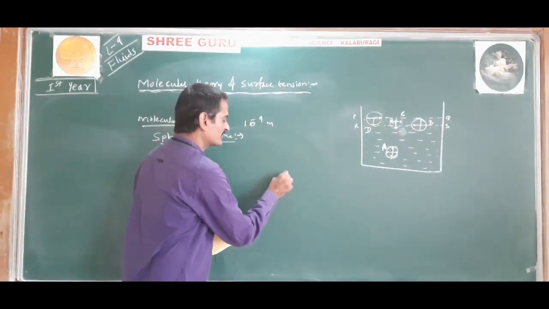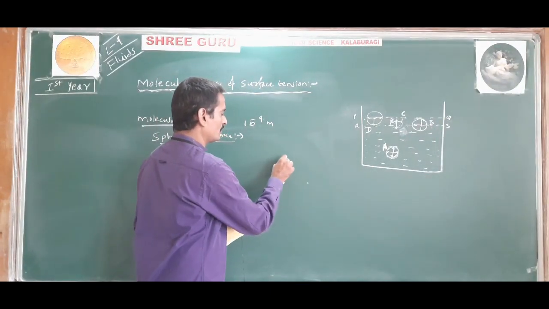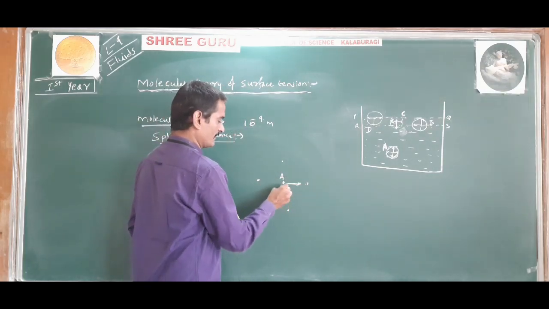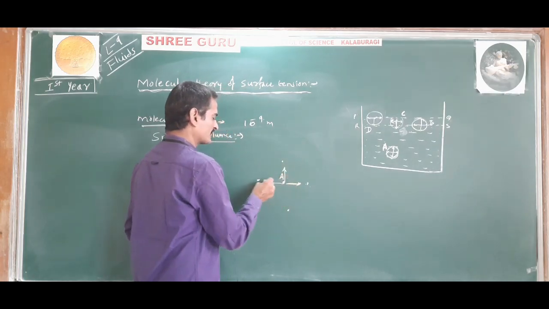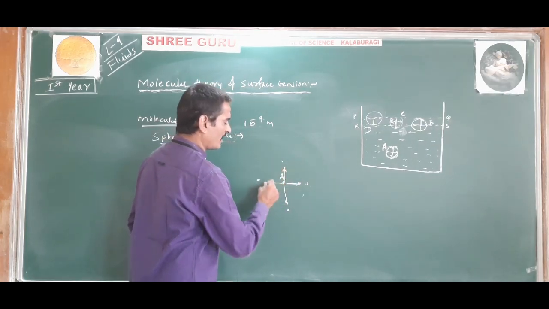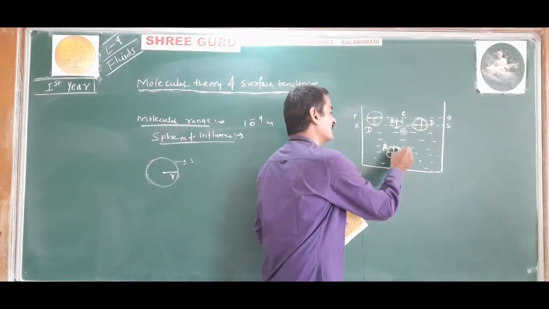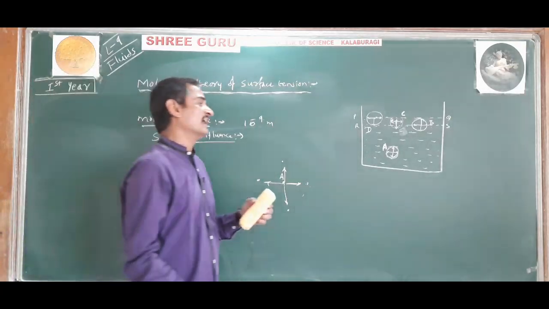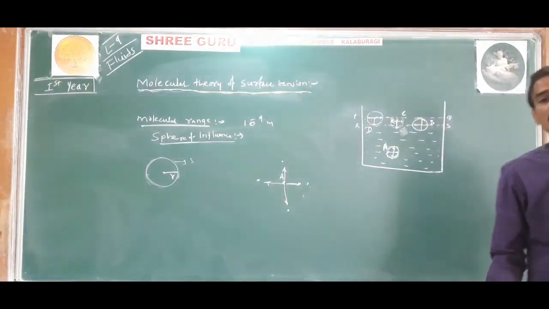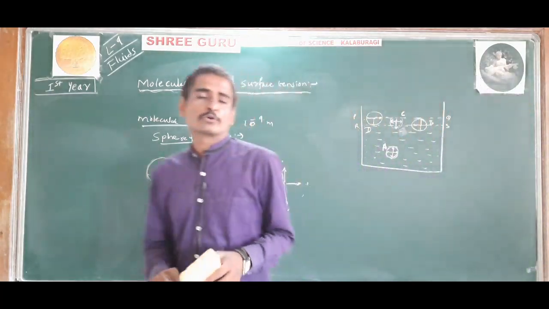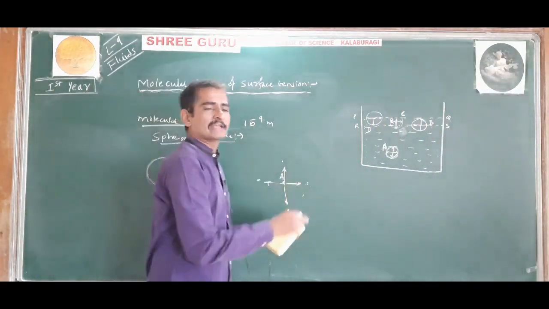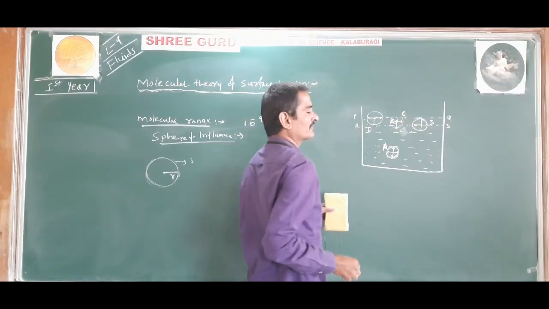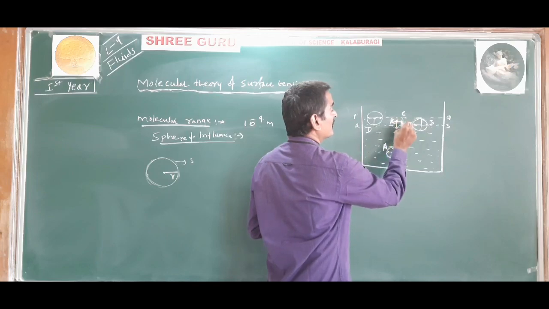For example, this is molecule A. There is another molecule here also. This molecule tries to attract this molecule this side. Here also it will attract, here also it will. Like this, all the molecules which are present within the sphere of influence try to attract the molecule A. As a result, the net force on the molecule A becomes 0, and hence it is free to move inside the liquid.